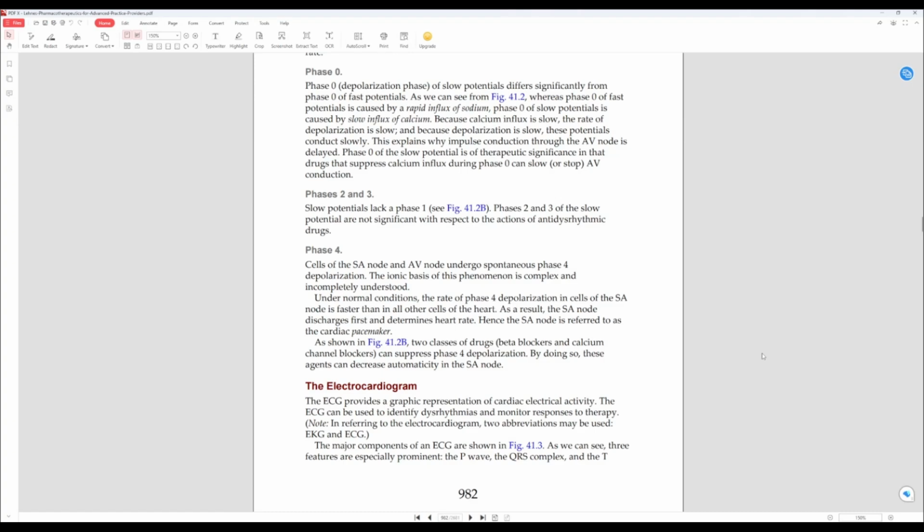Again, as shown in Figure 41.2b, two classes of drugs, beta blockers and calcium channel blockers, can suppress phase 4 depolarization. By doing so, these agents can decrease automaticity in the SA node.